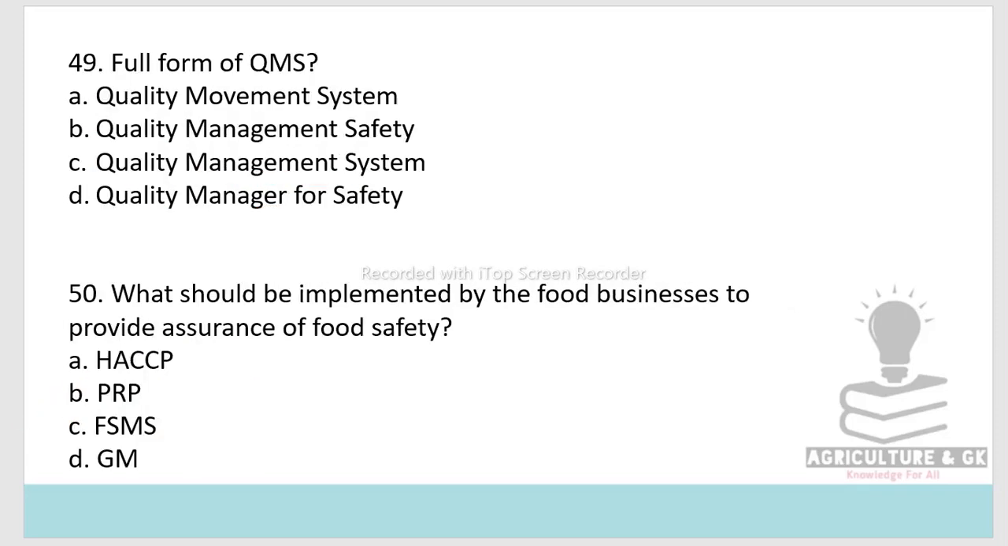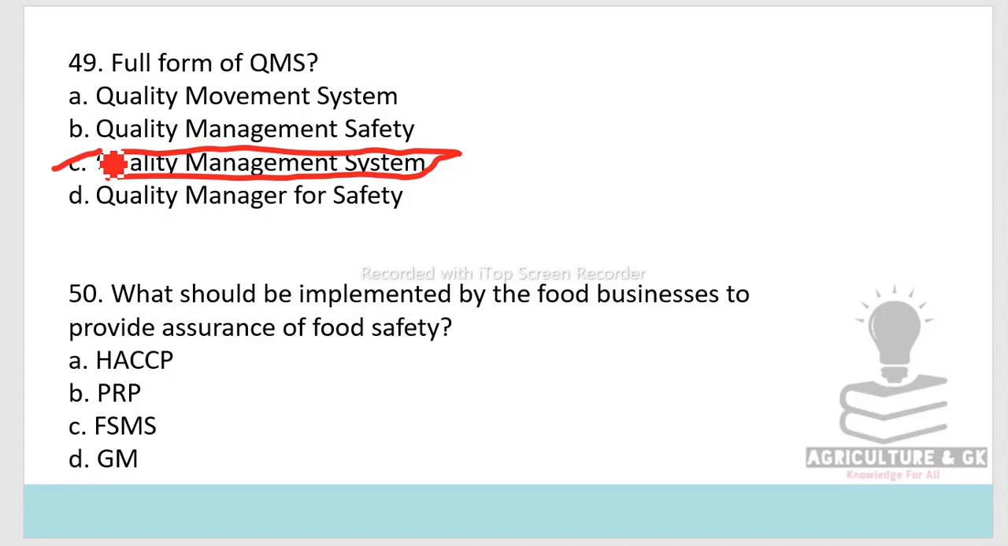Now moving next, full form of QMS, Quality Movement System, Quality Management Safety, Quality Management System, Quality Manager for Safety. So what is the full form of QMS? So QMS is Quality Management System. That is our option C. So our right answer will be option C, Quality Management System.